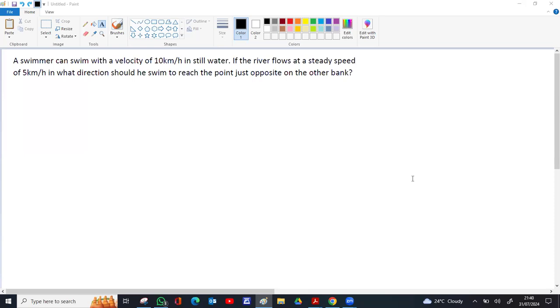A swimmer can swim with a velocity of 10 km/h in still water. If the river flows at a steady speed of 5 km/h, in what direction should he swim to reach the point just opposite on the other bank?